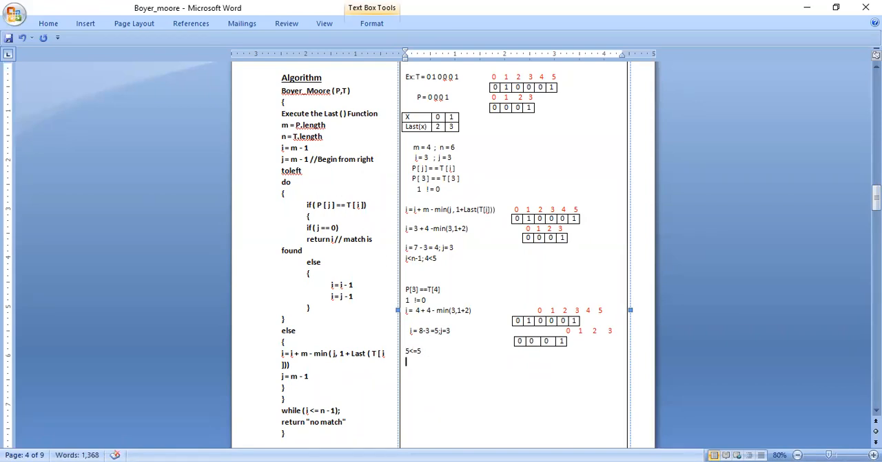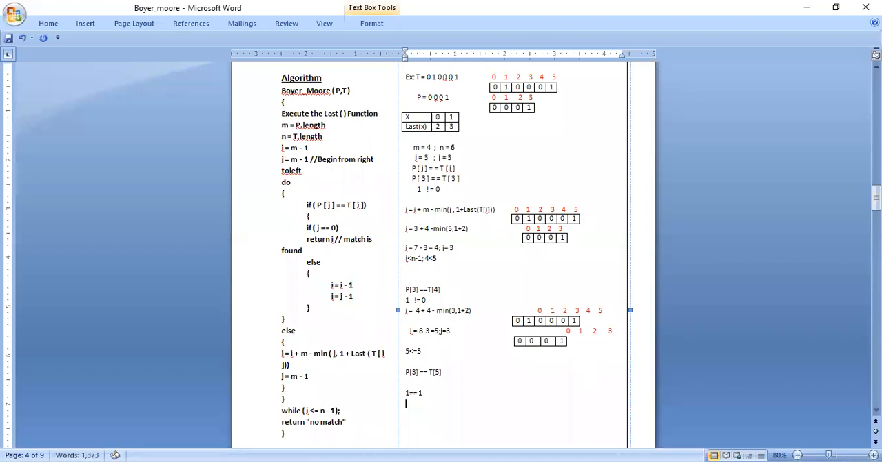In the do loop, what is it going to check again? P of j equals T of i. So now P of j, what is j? What was j? It's 3, right? So P of 3 equals T of i. What was i now? It is 5. So now it's again going to check. So at P of 3, what are we having? It's 1. Now T of 5, what are we having? It is also 1. So now a match has occurred.